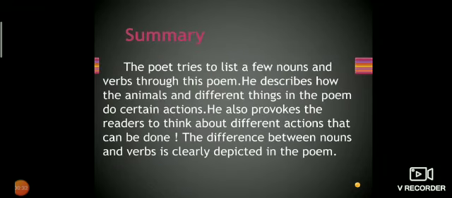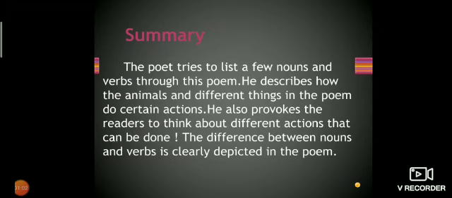The poet tries to list a few nouns and verbs through this poem. He describes how the animals and different things in the poem do certain actions. He also provokes the readers to think about different actions that can be done. The difference between nouns and verbs is clearly depicted in the poem.